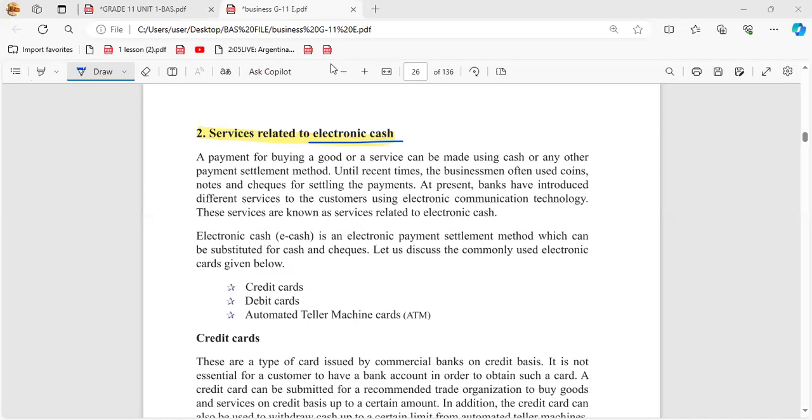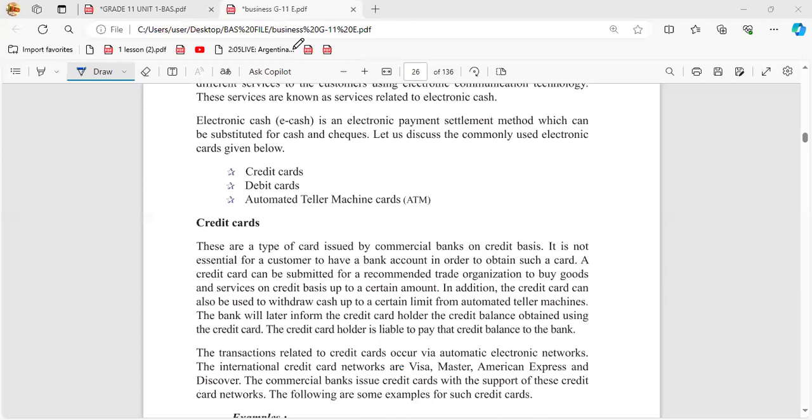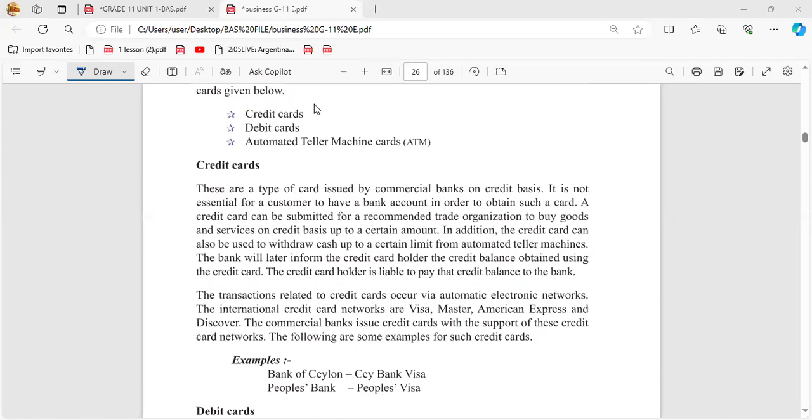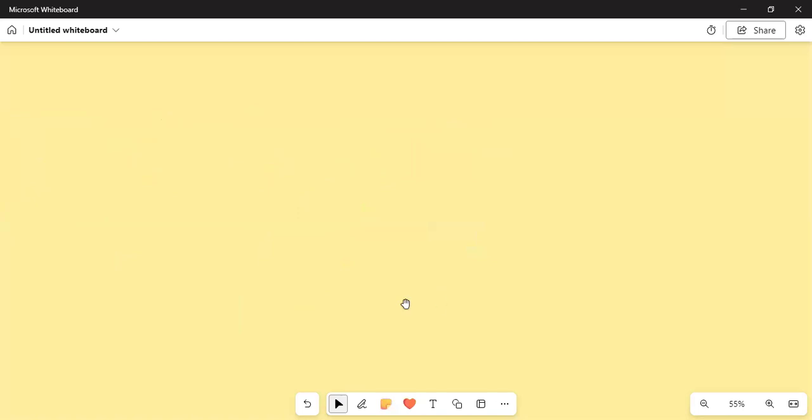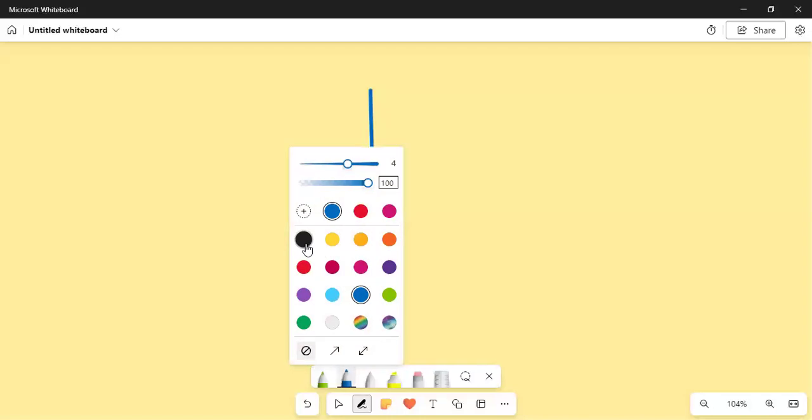And also it is really useful, in KFC and all, there are options like that. In electronic cash, there are three types. What are those types? I'll explain. There are mainly two. ATM cards are not in use today, actually. There are two types.